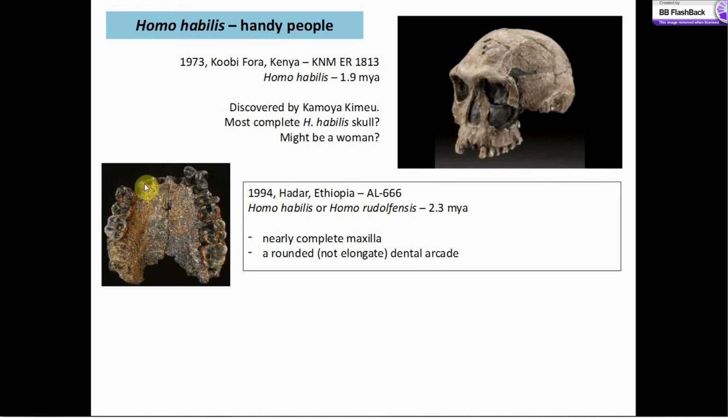Dental arcade, of course, is just the collection of teeth plus the jaw, perhaps, depending on how you look at it. But on humans, members of the genus Homo, it's rounded. On more prognathic species, or more prognathic genera, I should say, like Australopithecus, Ardipithecus, or Pan, it's more elongated, right, because their mouths jut out more.